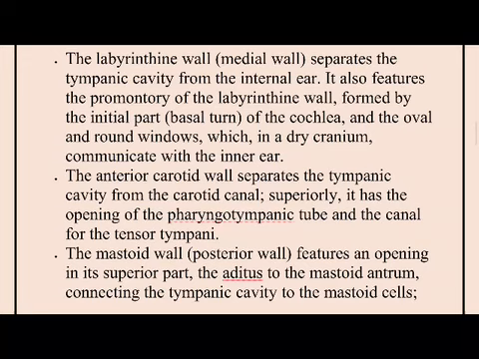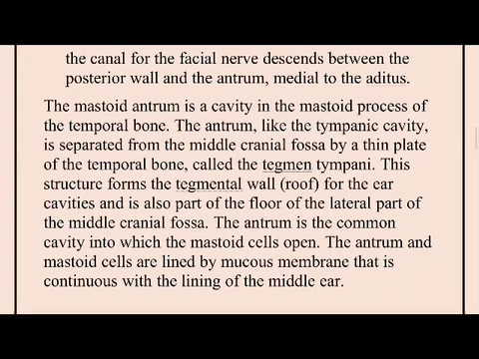So also on the mastoid wall, which is the posterior wall, you have the canal for the facial nerve, which descends between the posterior wall and the antrum. Then you also have this canal for the facial nerve medial to the aditus. So note that the mastoid antrum is a cavity in the mastoid process of the temporal bone. The antrum, like the tympanic cavity, is separated from the middle cranial fossa by a thin plate of the temporal bone, which is called the tegmen tympani.